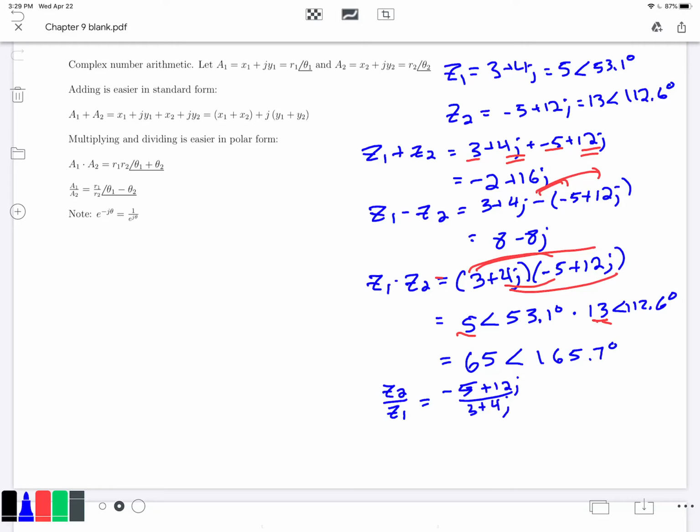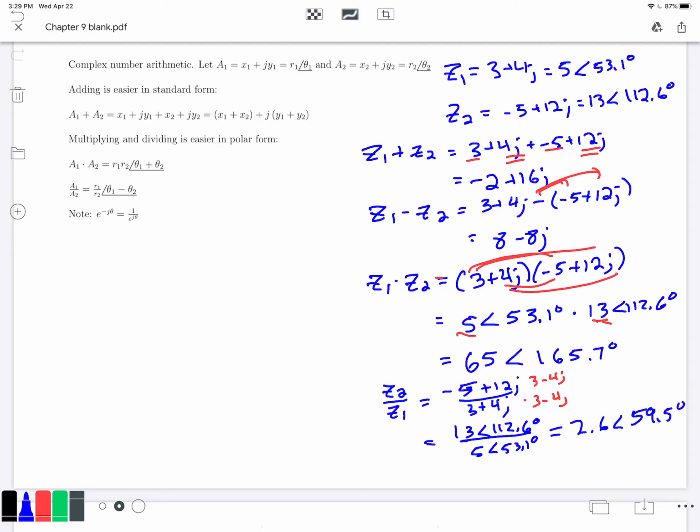And similarly, if you want to divide two complex numbers, you may or may not remember you have to multiply top and bottom by the conjugate. And then you FOIL top and bottom out. You do a bunch of simplifying. It's a real pain. Or what we can do is we can divide here. And the way you divide when they're in polar notation is you go ahead and divide the front numbers. 13 divided by 5 is going to be 2.6. And then you just have to subtract the angles. And 112.6 minus 53.1 is 59.5.